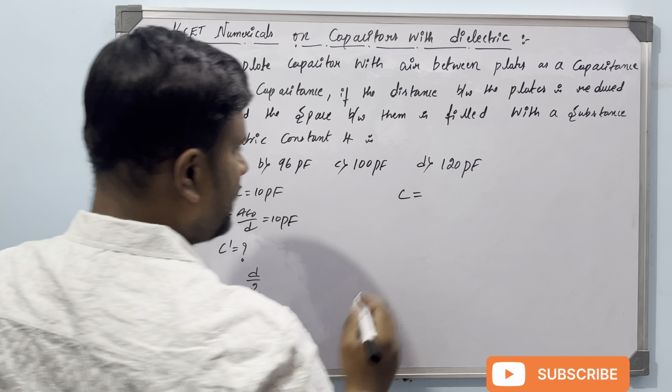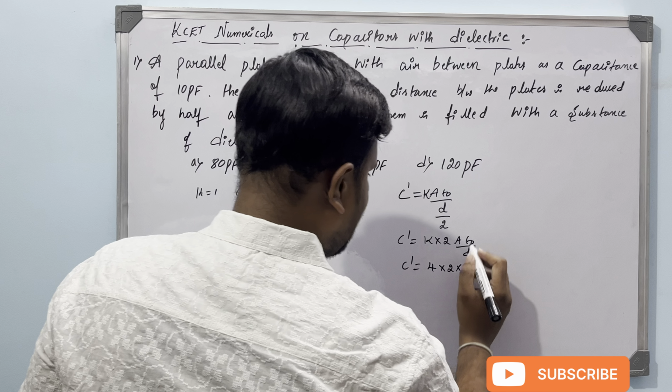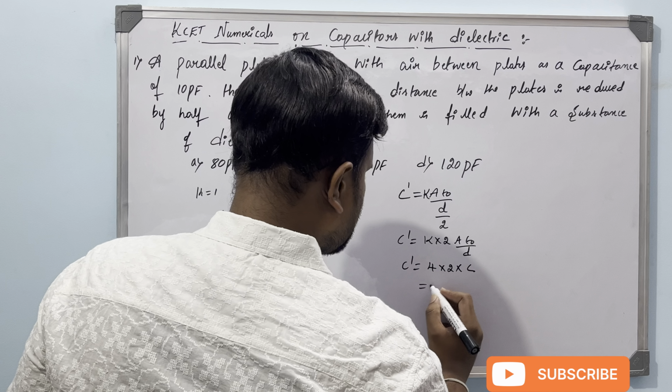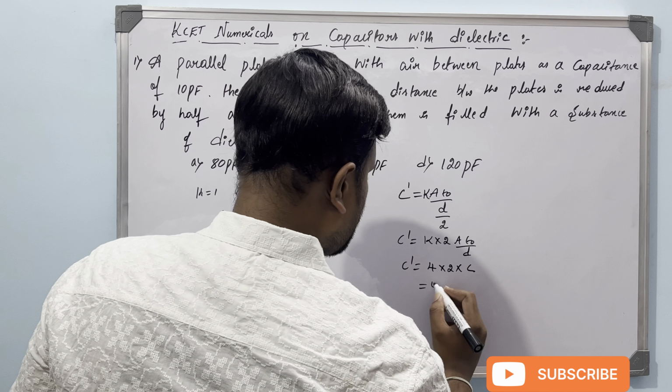Now C dash is equal to, the denominator of the denominator becomes the numerator. So it becomes K into 2 times A epsilon naught divided by D. What is the K value? K value is 4. So 4 into 2 into, and A epsilon naught by D can be written as C. What is the C value they have given? 10. So 4 into 2 into 10, 4 twos are 8, so we get 80. So 80 picofarad is the required solution.